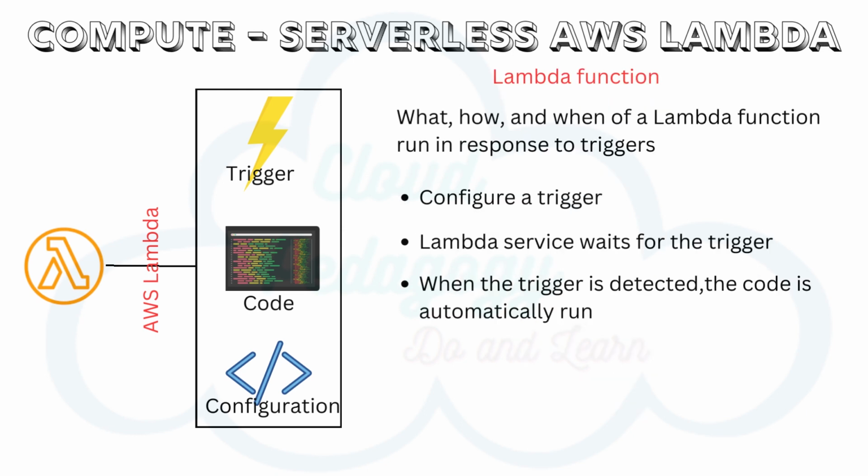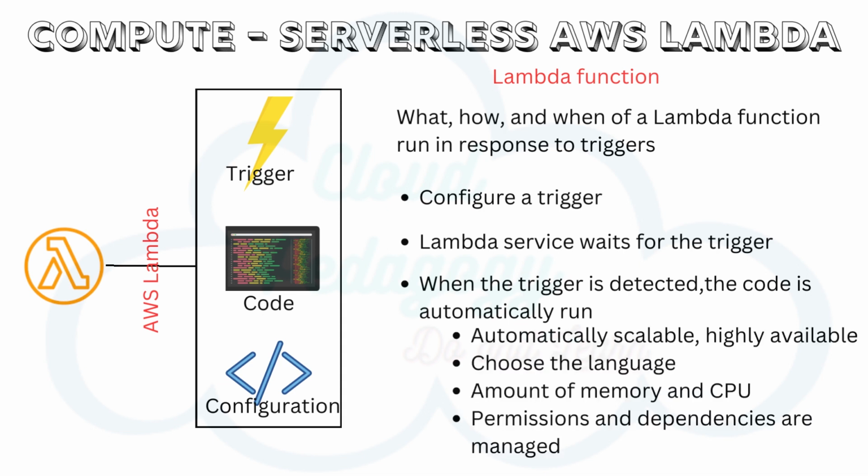When the trigger is detected, the code is automatically run in a managed environment. An environment you don't need to worry too much about because it is automatically scalable, highly available, and all of the maintenance of the environment itself is done by AWS. You do, however, get to choose the language your Lambda function is coded in, the amount of memory and CPU your function is allocated in the environment, its permissions, dependencies, and many other aspects of how the function runs.